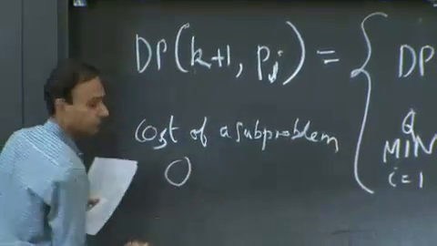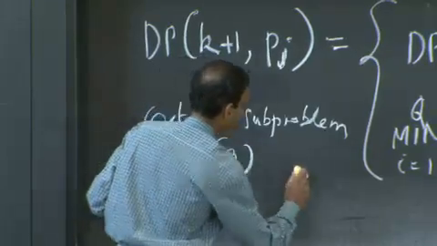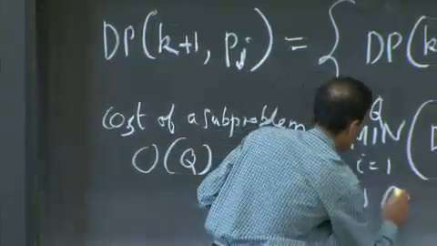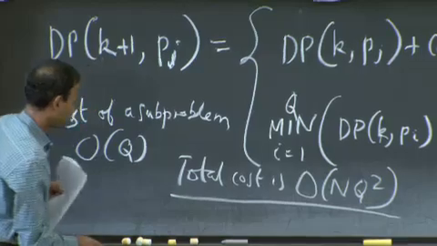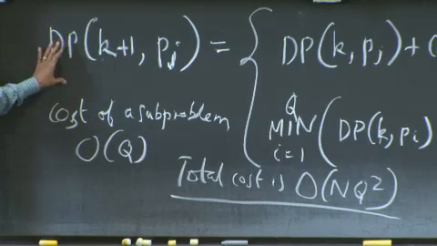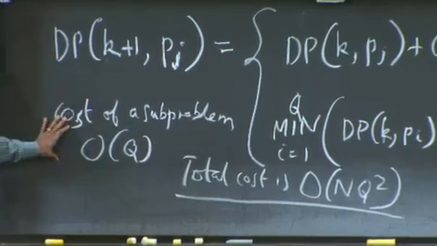It's in order Q. And so the total cost is N Q squared. All right? It's a little review of DP. I'm going to stop here and let Eric take over.